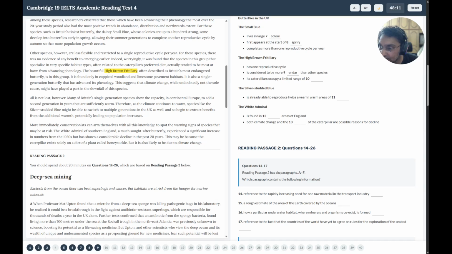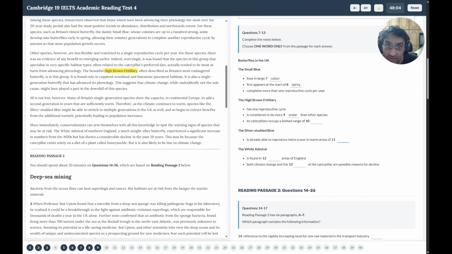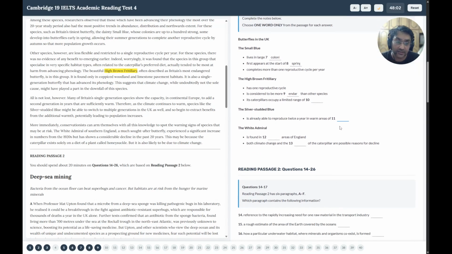To add a second generation in years that are sufficiently warm, in warm areas of continental Europe. Choose one word only. Hence, it is Europe.